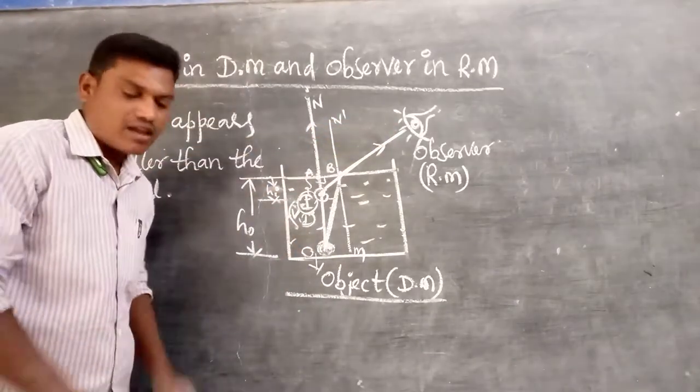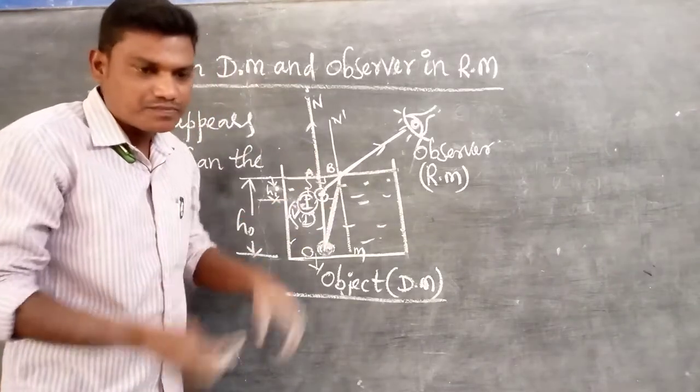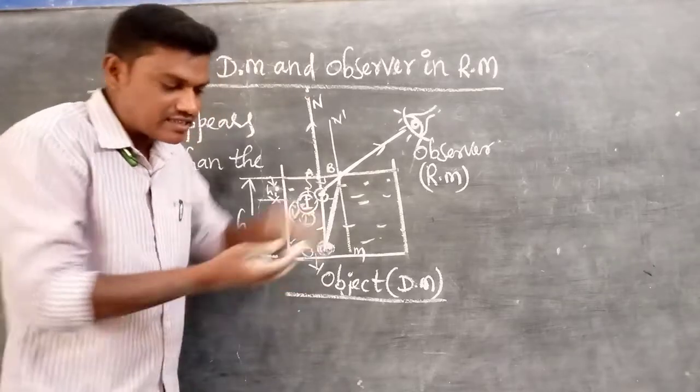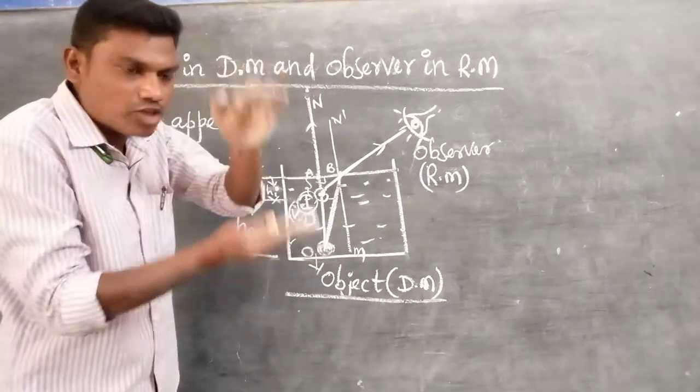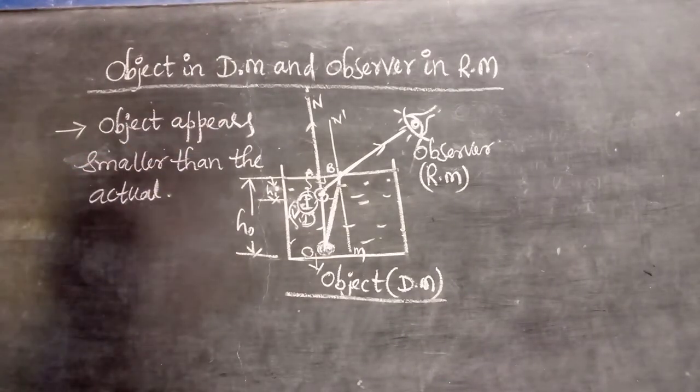You observe that when you stand in water, for example, our legs will be inside the water. At that time, when you look at our legs, they appear very short. Why is it short? Because of refraction only.